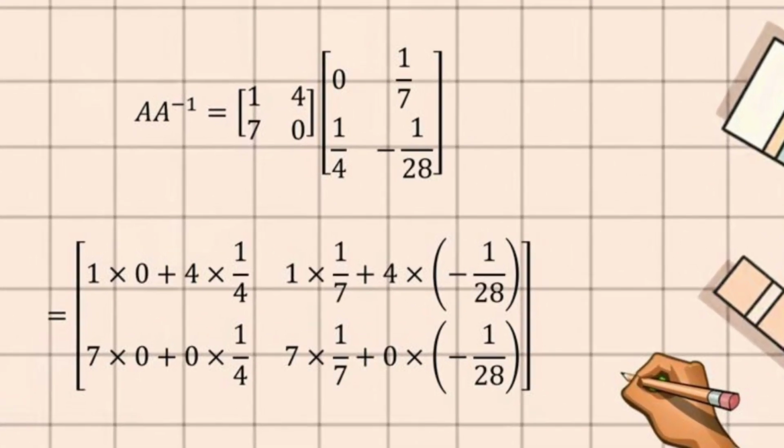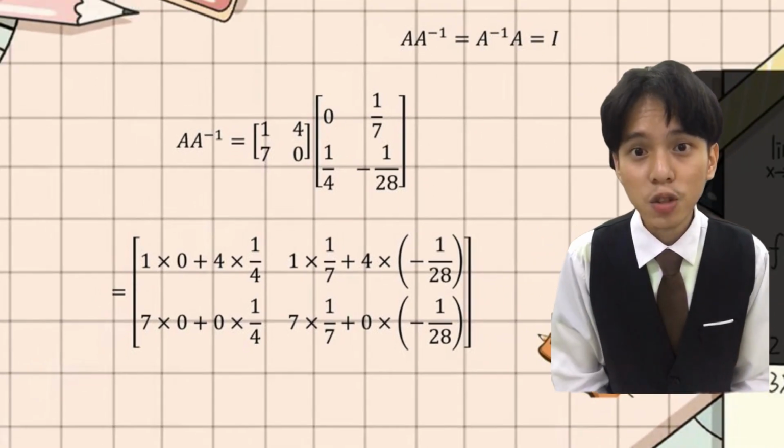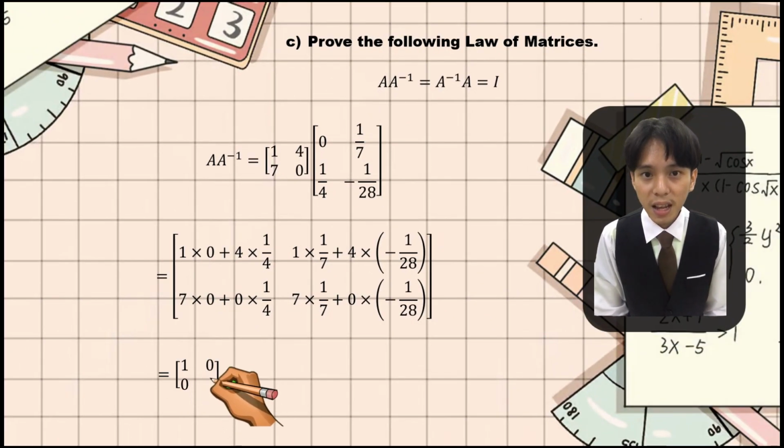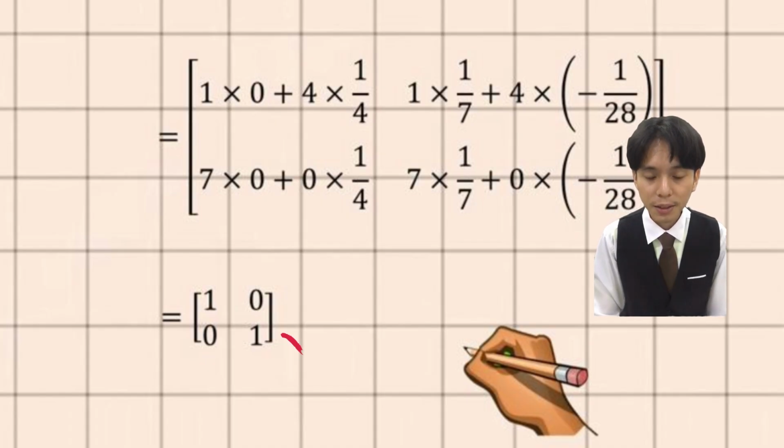The rows will be multiplied with the columns, which is 1 times 0 plus 4 times 1 per 4, and also 1 times 1 per 7 plus 4 times negative 1 per 28, followed by the second row, that is 7 times 0 plus 0 times 1 per 4 and 7 times 1 per 7 plus 0 times negative 1 per 28. The answer should be 1 is A, B is 0, C is 0, and D is 1.